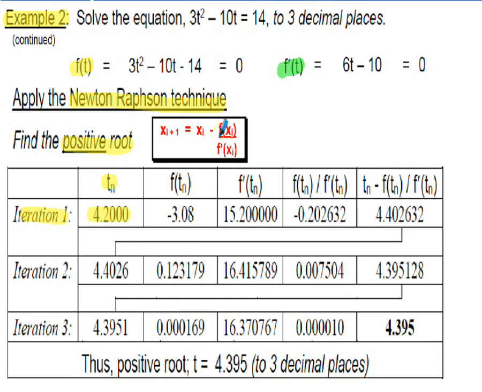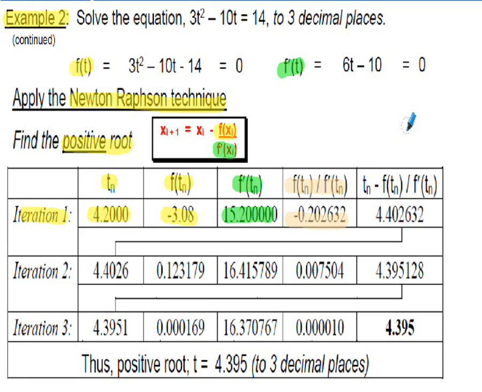The first thing we need to do is find the function of x, or in this case the function of t value. So putting the value of 4.2 into the above equation of function of t, we get a value of negative 3.08. Next, calculating the function dash t term, putting the value of 4.2 in the function dash t equation above, we get a value of 15.2. Now evaluating the function of t divided by the function dash t, using the values in our table here, that gives a value of negative 0.202632.